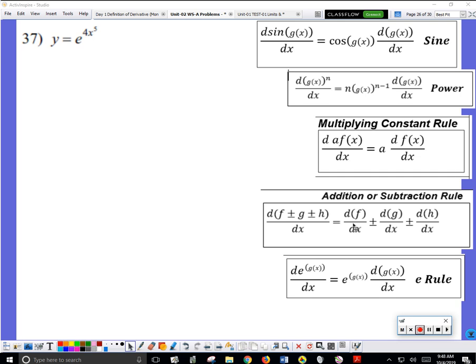First step is always the same. The first step is to apply the derivative operator to both sides of the equation. So write dy over dx must equal d of e to the 4x to the 5th. Question.